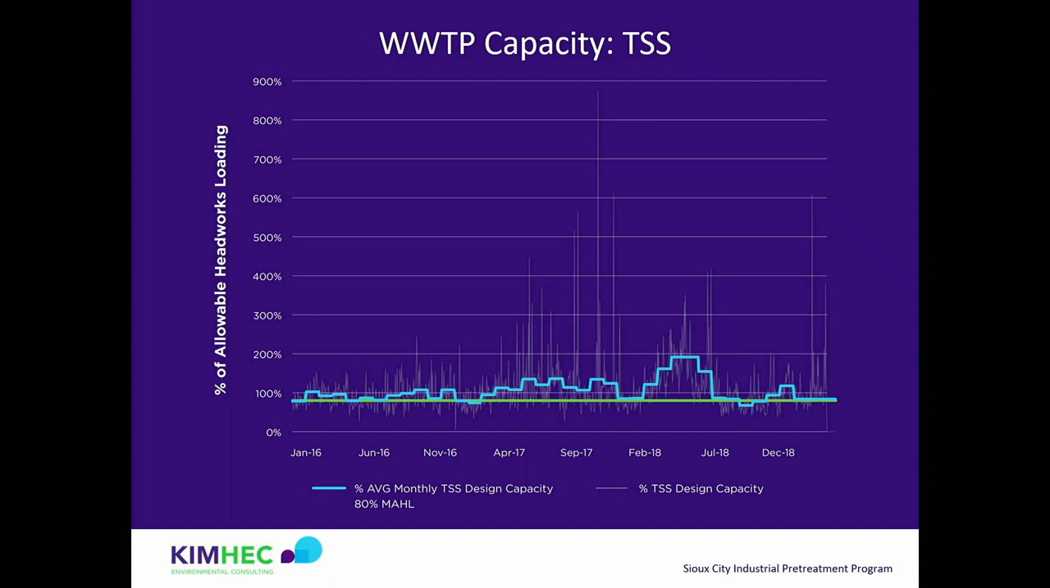Same graph for TSS. In 2016, we were hovering right around the 80% mark, but you can see what was going on in 2018, in the February and July timeframe, where we were up close to 200%, so two times what your plant was designed to handle. TSS is total suspended solids. Again, those definitions are on your handout.